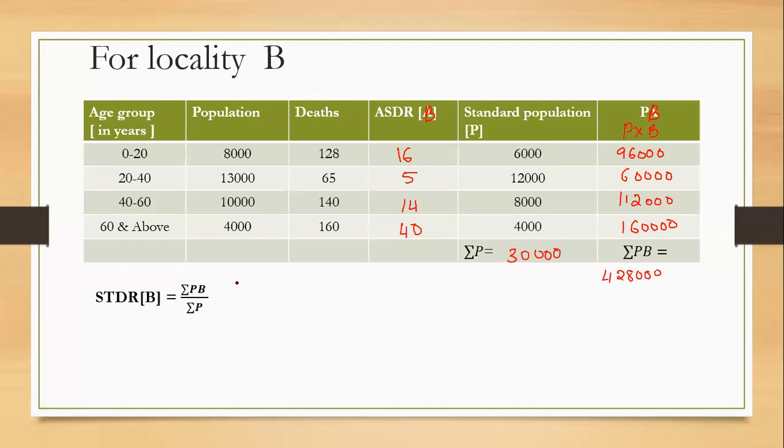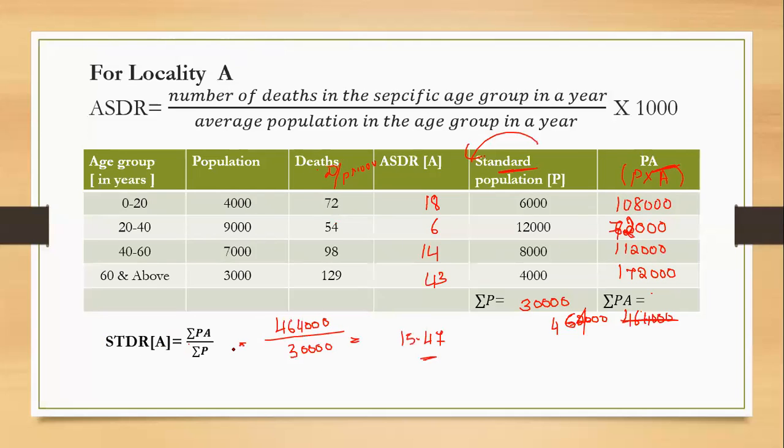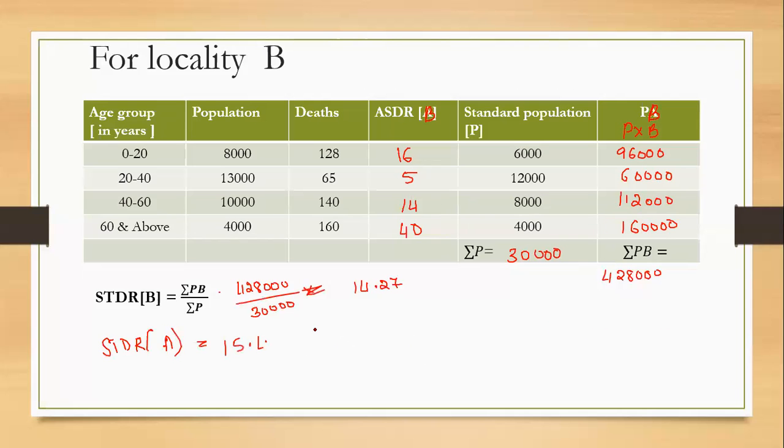Apply the formula here. Summation PB is 4,28,000 divided by the total of P, that is summation P, 30,000. What is the answer? 14.27. Now SDR of A is equal to what? 15.47. And SDR for B is 14.27. Which is less, which is the minimum?